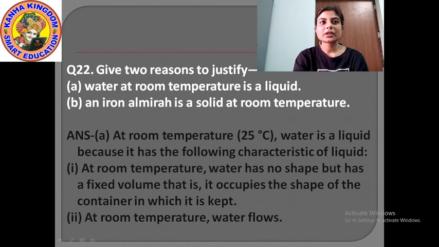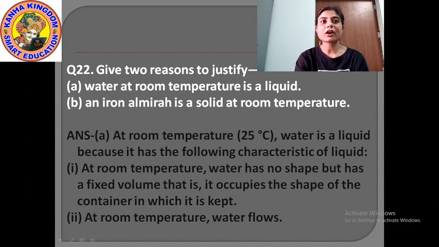So students, question number 22. Give two reasons to justify: A, water at room temperature is liquid. B, an iron almirah is a solid at room temperature. Why is water at room temperature liquid and an iron almirah solid at room temperature?